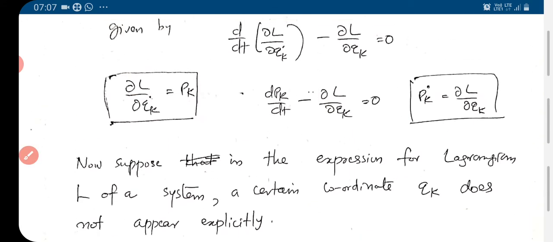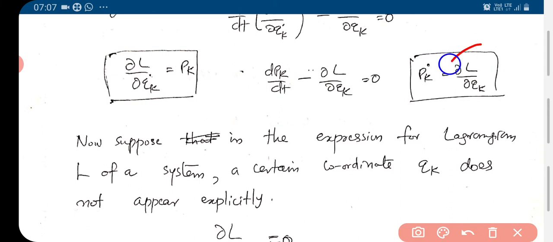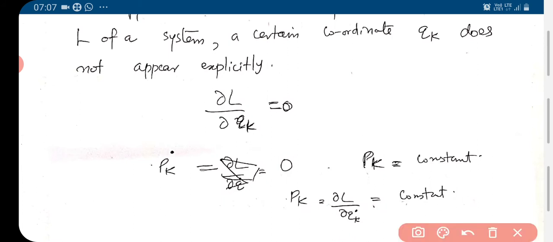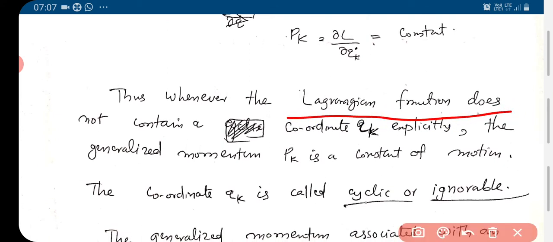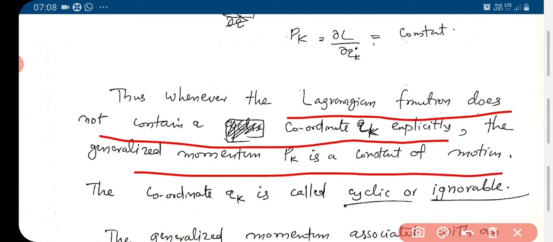In that case, ∂L/∂qk is 0, which means ṗk is 0 and pk is a constant. So ∂L/∂q̇k, which is pk, is a constant. Thus, whenever the Lagrangian function does not contain a coordinate qk explicitly, the generalized momentum is a constant of motion. And the coordinate qk is called a cyclic or ignorable coordinate.